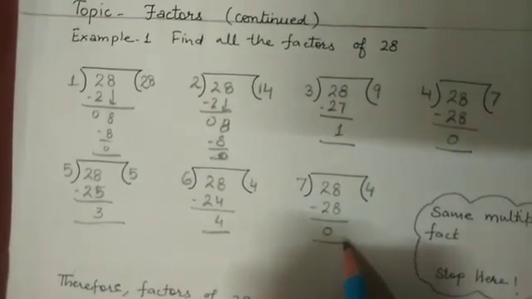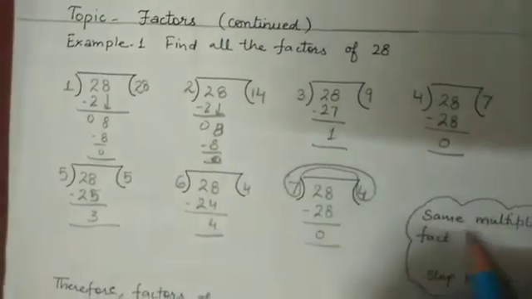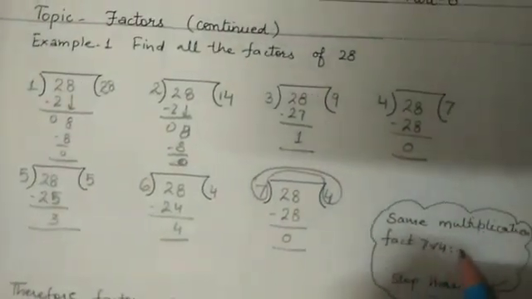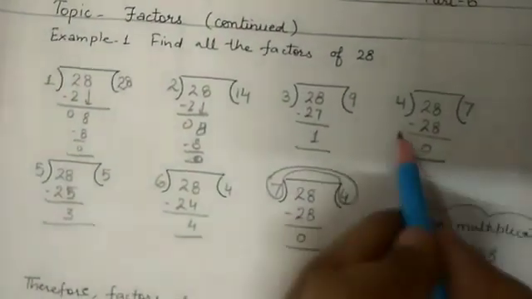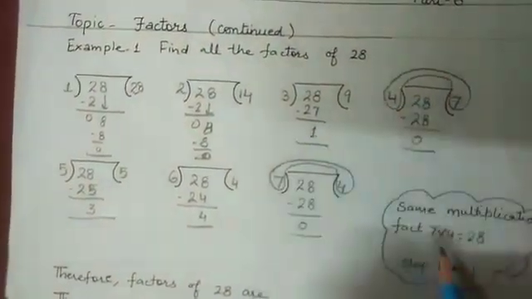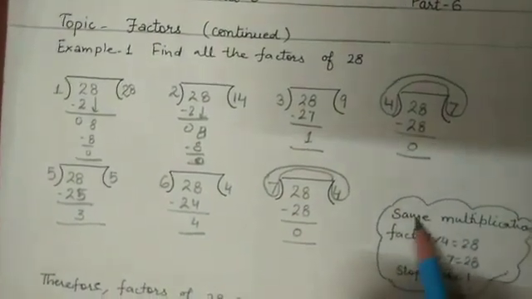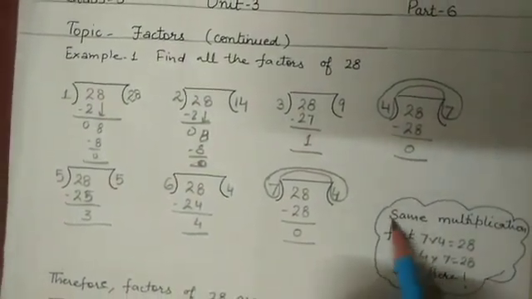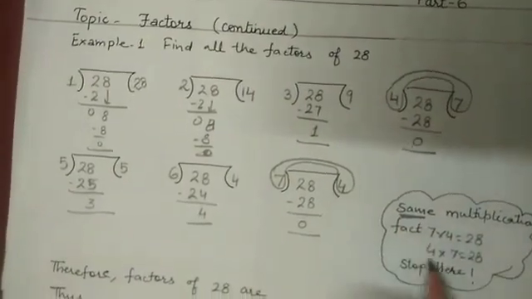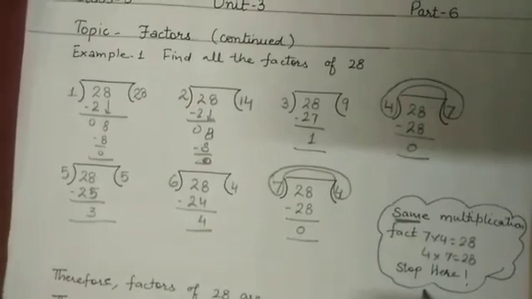And now observe, we are getting here the multiplication fact 7 into 4 equals 28, and here also we have got 4 into 7 equals 28. Both of the multiplication facts are same. Whenever we get the same multiplication fact, we will stop.